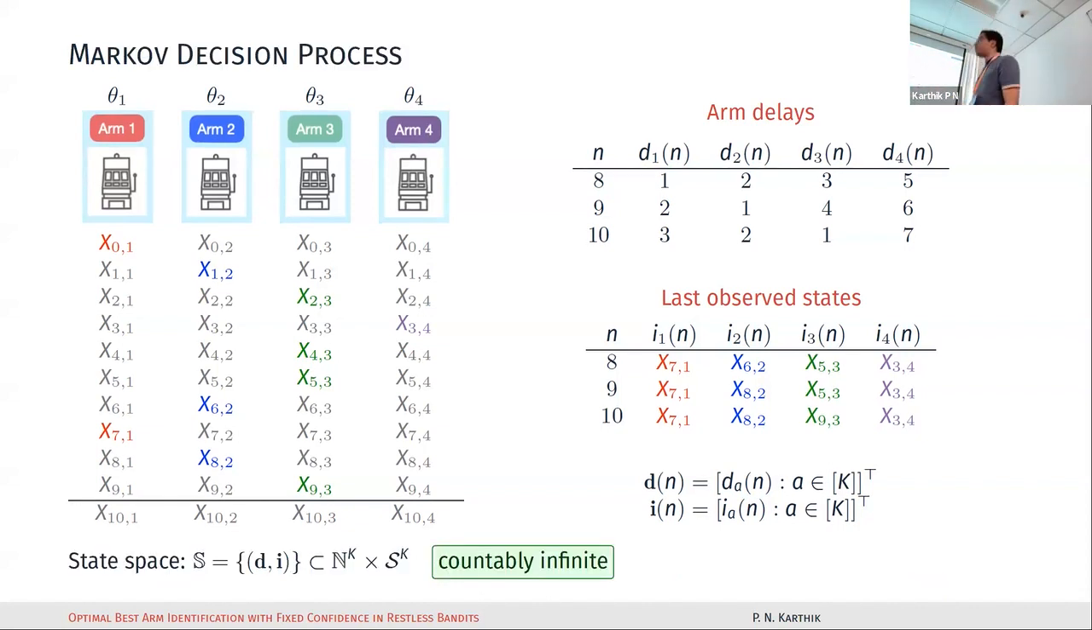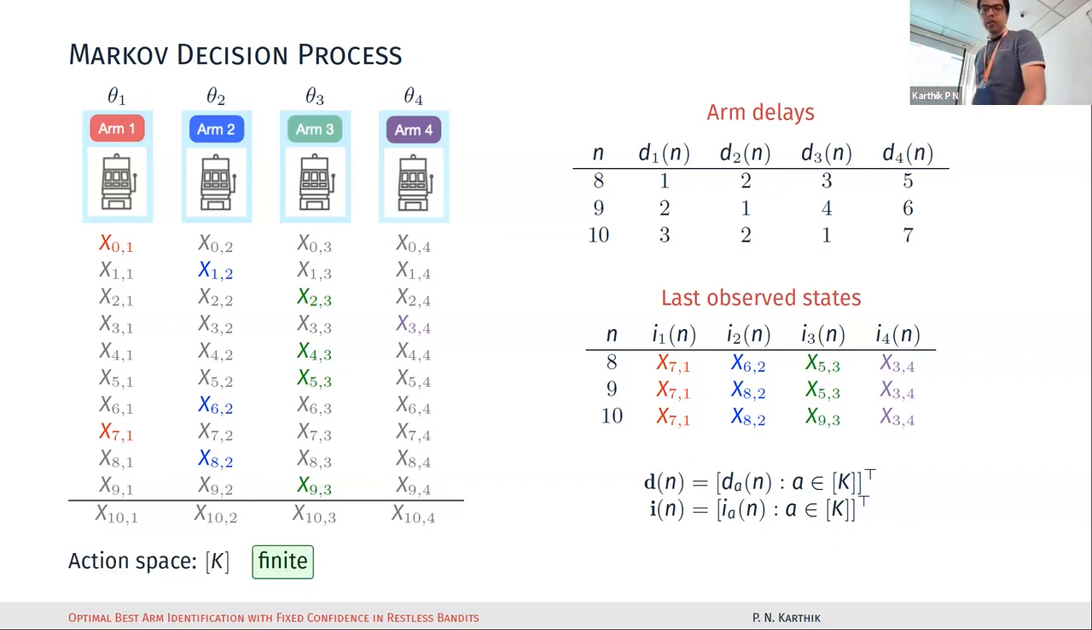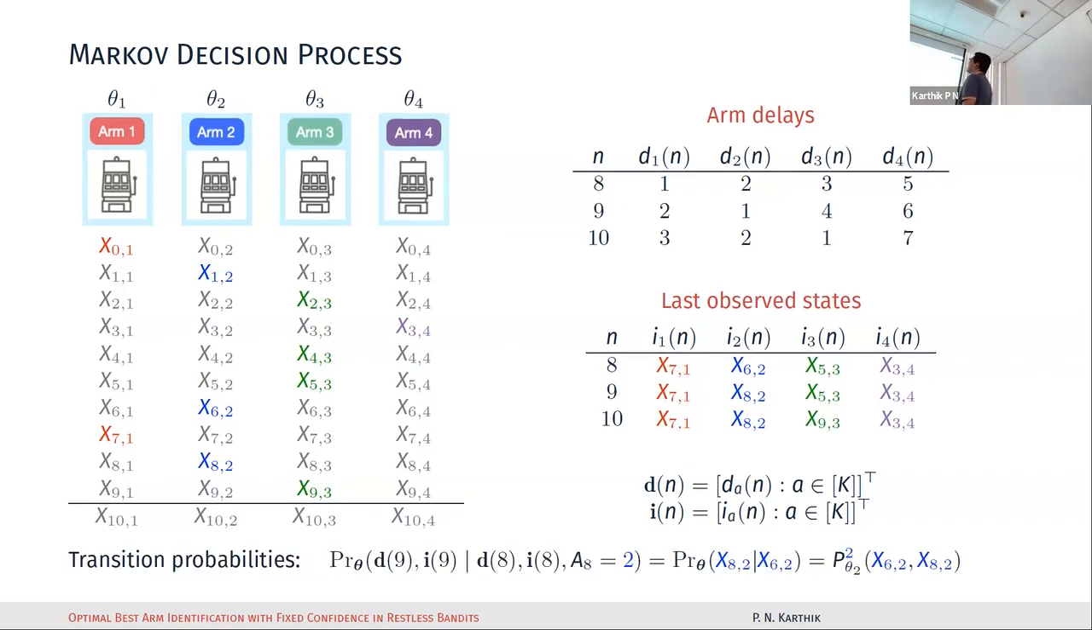Okay, so we have a Markov decision process, which is the process of all the dn, in. Its state space is the space of all such vectors. This is a countably infinite state space because each row here, the entries are all integers, right? The action space is the space of arms, which is finite. One can write down the transition probabilities of this MDP. Given a certain state and given an action, what is the probability of seeing the next state?